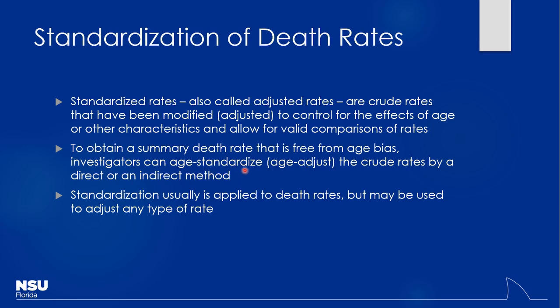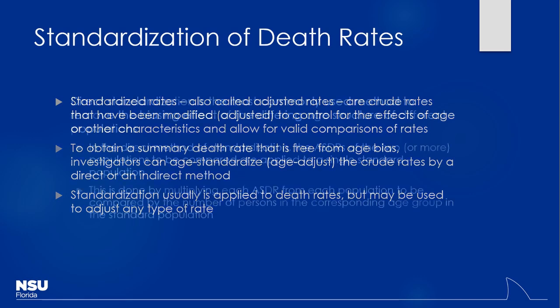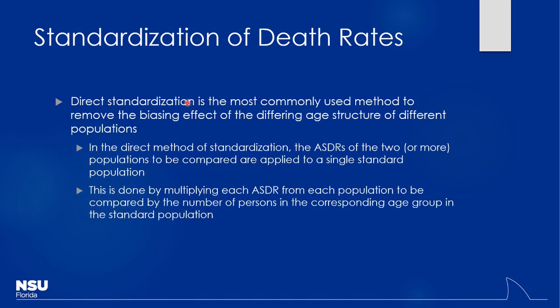There's a couple ways you can actually come up with this, but we're going to look at the standardization, how we apply it to the death rates, and it'll allow us to make a better comparison between the two populations. So the direct standardization is probably the most common method we're going to be using here, and again, it's removing the biasing effect of the differing age structure of the differing populations.